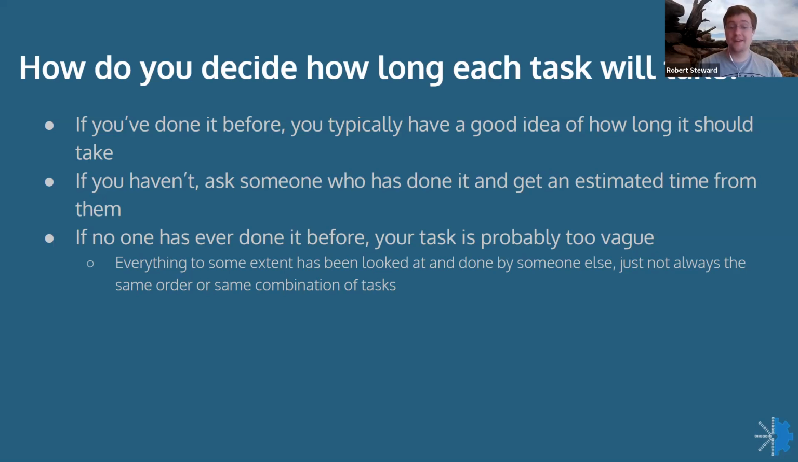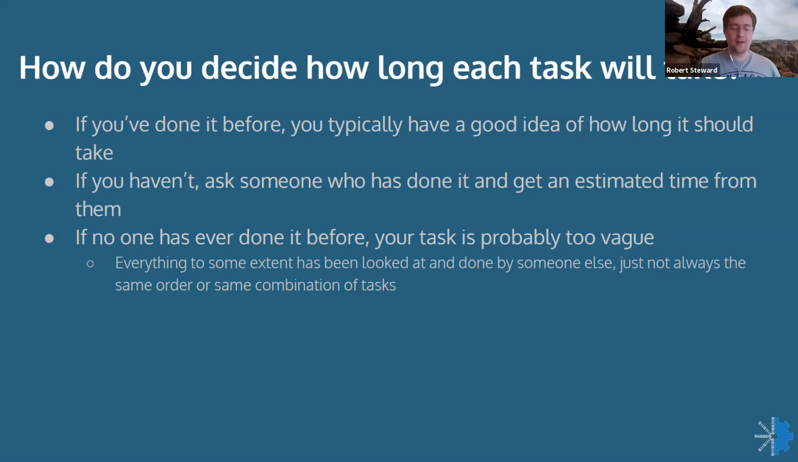Another important thing is, if it doesn't seem like anyone's ever done a task like what you're trying to accomplish before, it's probably because it's a little too vague. There's always the case that you find something so drastically different that no one's ever done it before. But what you will likely find is that you can break up a very vague or very obscure task into smaller tasks that are more common.